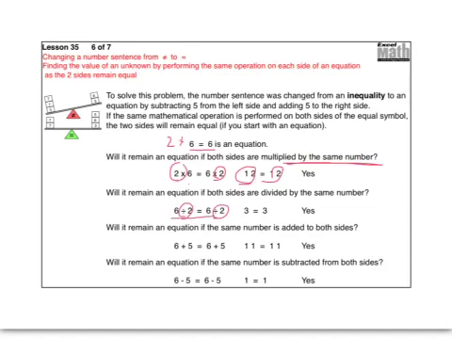What if I divide both sides by 2? Does the equation still remain balanced? Yes, because 6 divided by 2 is 3, and 6 divided by 2 is 3.